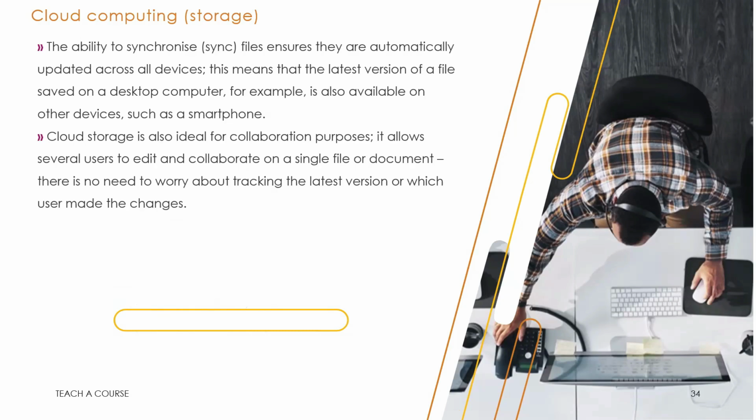And the ability to synchronize files ensures they are automatically updated across all devices. This means that the latest version of a file saved on a desktop computer, for example, is also available on other devices such as a smartphone. Cloud storage is also ideal for collaboration purposes. It allows several computers to edit and collaborate on a single file or document, okay? Like Google Sheets, Google Slides, you can collaborate and work on the same file.